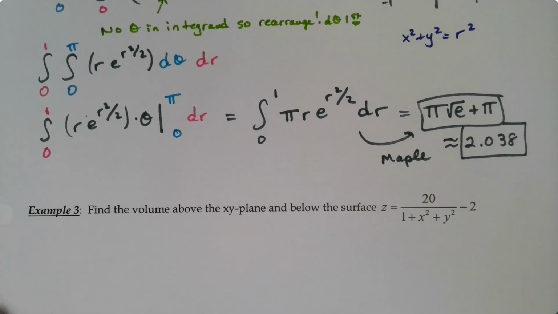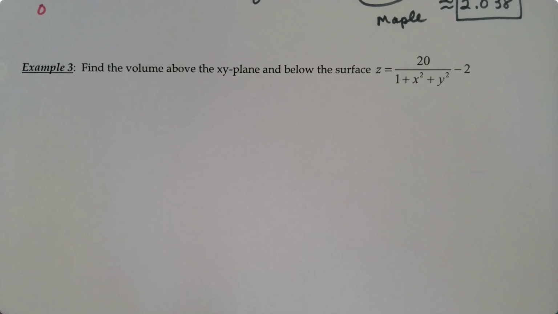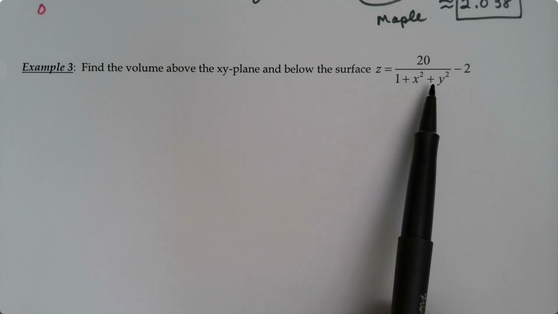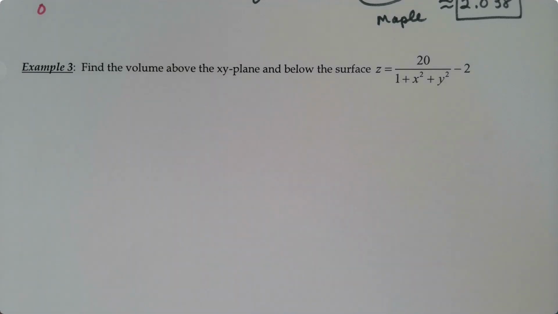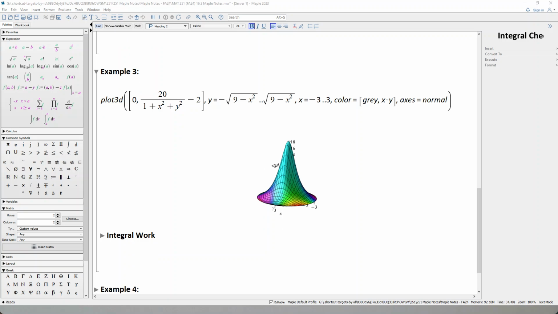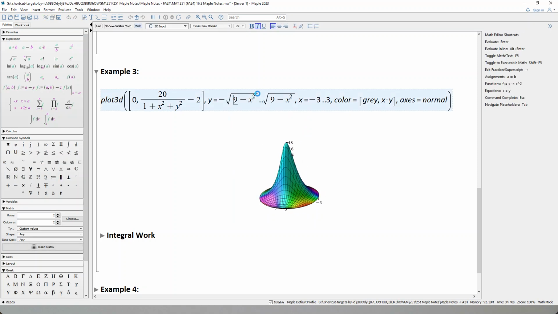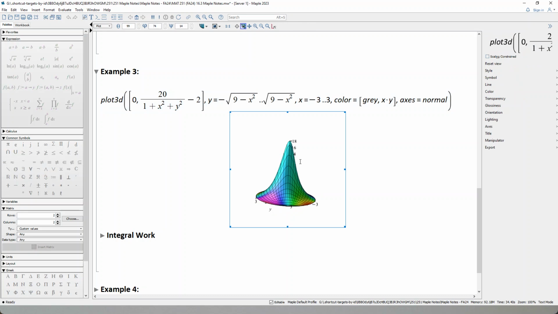All right, let's look at the next example. It wants us to find the volume above the xy plane and below this surface, 20 over 1 plus x squared plus y squared, minus 2. Let's go look at that in Maple real quick to see what this looks like. Okay, here's what it looks like. It's sort of like a wizard's hat, but you can see that the shadow that it casts is actually a circle. And by the way, you can tell how ugly the limits of integration are so that I'm having to do this. So that's a sign that this is definitely going to be better in polar.